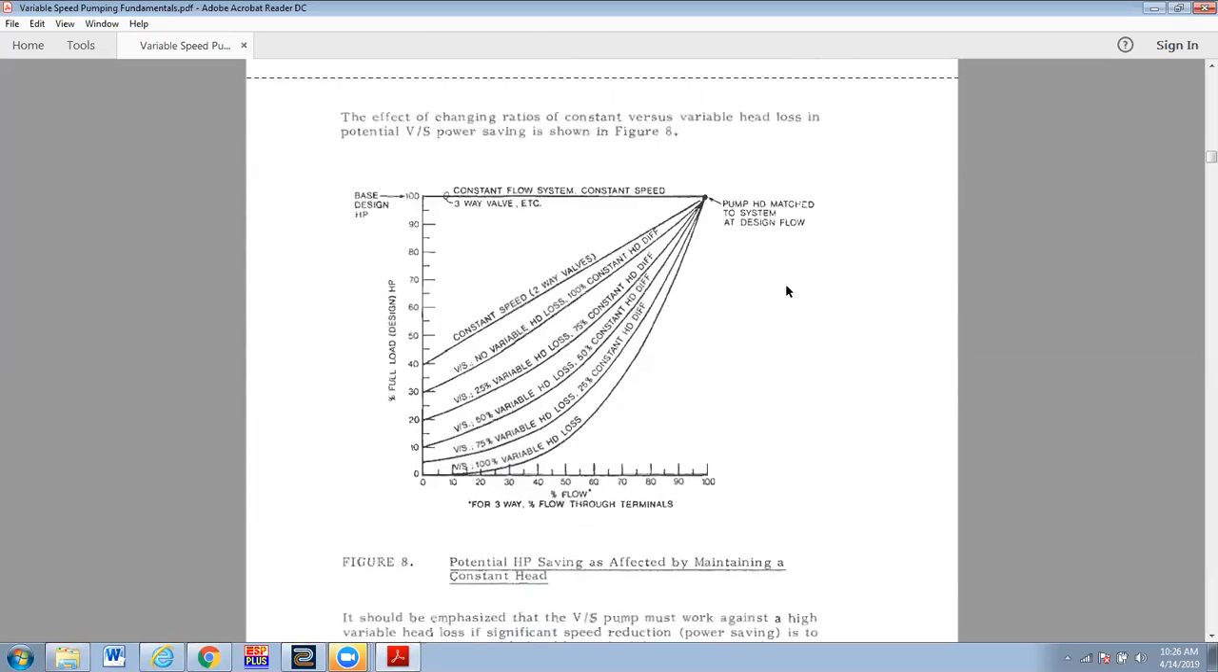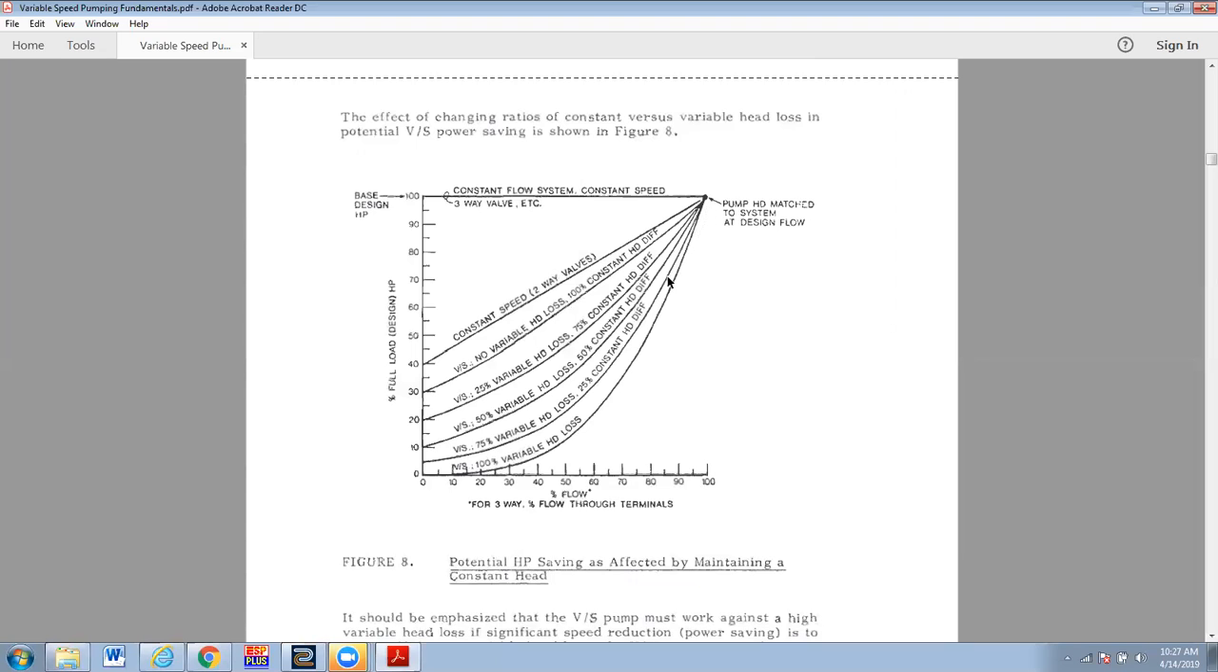Okay. We have this other figure here, and he's showing the effect of changing ratios of constant versus variable head loss and potential variable speed power savings in figure 8. So there's quite a bit in here. So we have our percent flow down here on this axis and our percent full load design horsepower. And of course, the best we could do is have 100% variable head loss. So there is no static head. There is no control valve head we have to maintain.